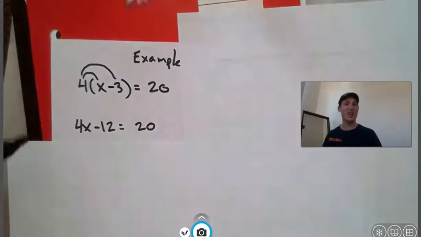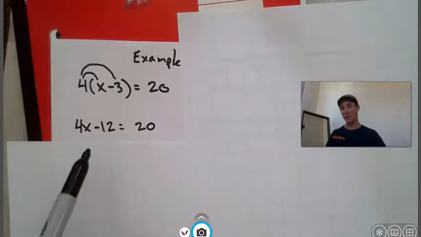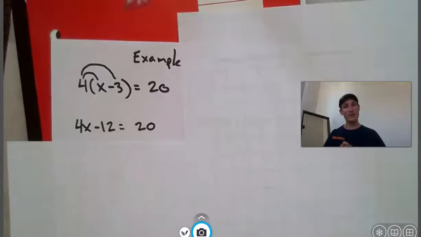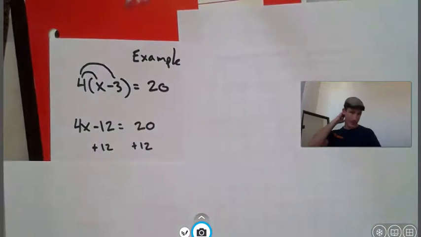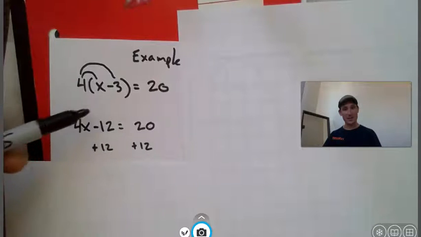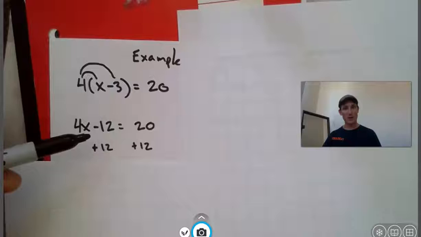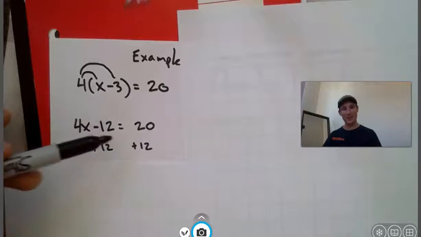A constant is basically a number, right? A number that's always going to be a number. Negative 12, always going to be negative 12, so that's a constant. We need to move that over to the right side. Now we're talking inverse operations. What is the inverse of minus 12? Well, of course it's plus 12. So when I add 12 to both sides, what I've done is canceled this out. Negative 12 plus 12 gives me 0, so that means this disappears.